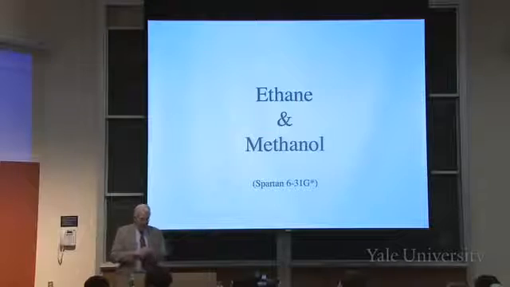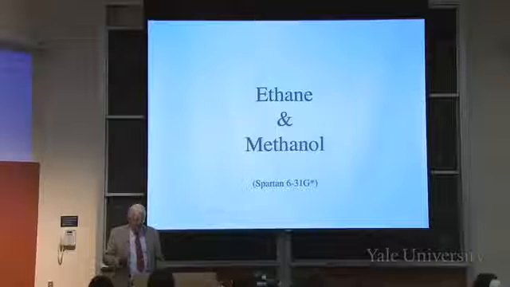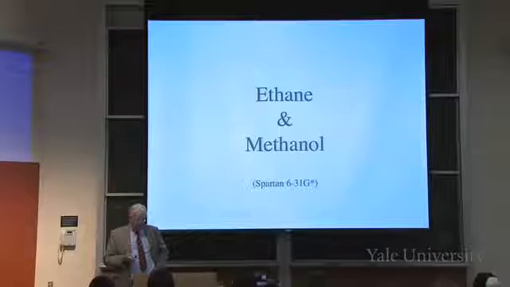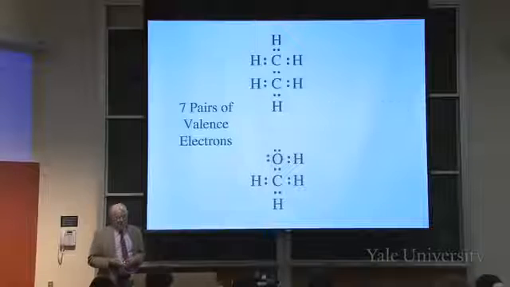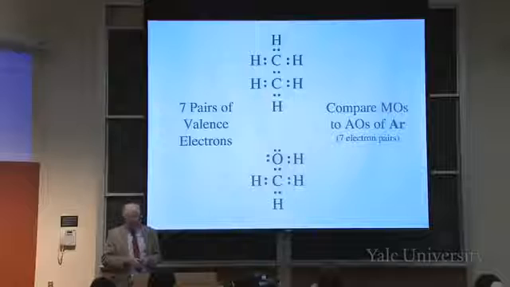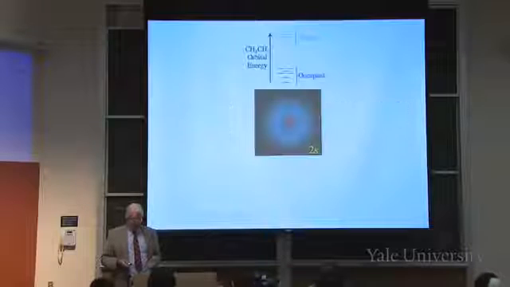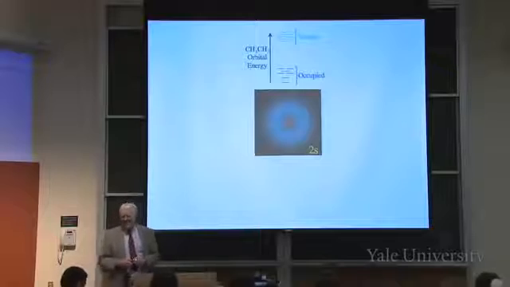Okay. Now, I hope to get, let's just start ethane and methanol, and then we can get to more interesting things next time. It has a lot more pairs of electrons, ethane and methanol. So we can compare those MOs to the AOs of argon, which has the same number of electron pairs. Actually, I should quit now and let you get to your next appointment.